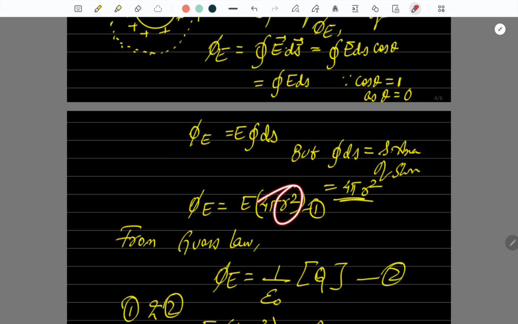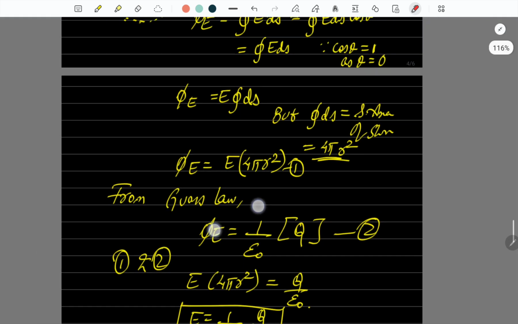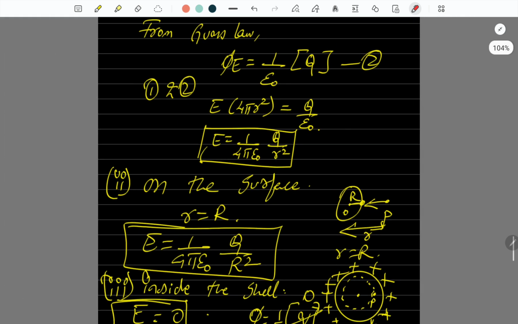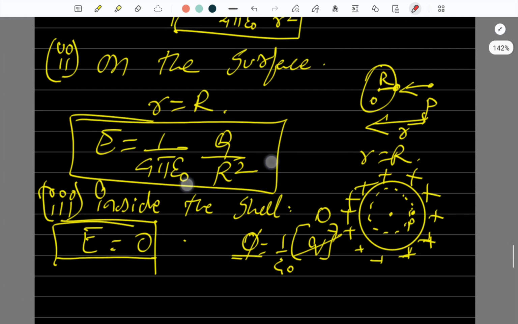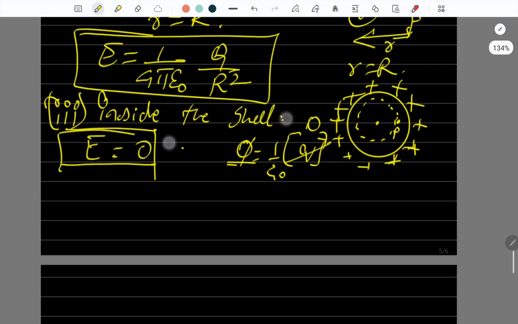In this r must be small because all that calculation we are doing is for the Gaussian surface. From Gauss law, you write the Gauss law, then you just equate the two equations, you rearrange, and you get the equation E is equal to 1 by 4 pi epsilon naught Q by small r square. When it is the surface case, small r becomes capital R, so small r is replaced by capital R. Inside the shell it is 0. So I hope till here it is clear for each one of you.